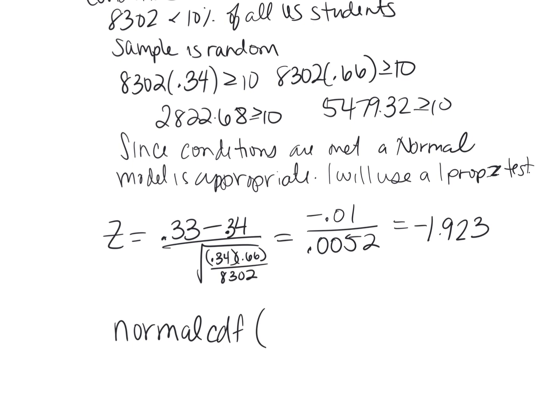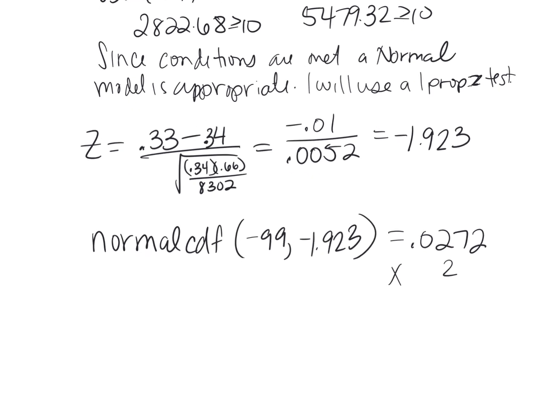Now, our hypothesis was not equal to. So our z-score determines which way we do the normal CDF. The z-score is negative, we use negative 99. When it's greater than, we will always use positive 99. When it's less than, we always use negative 99. When it's not equal to, the z-score tells us which way to do it. If it's negative, we do negative 99. If it's positive, we do positive 99. Negative 99, answer 0.0272. And I'm going to times that by 2 because I want both tails. I want to know greater than or less than in either direction, or that extreme. 0.0544.